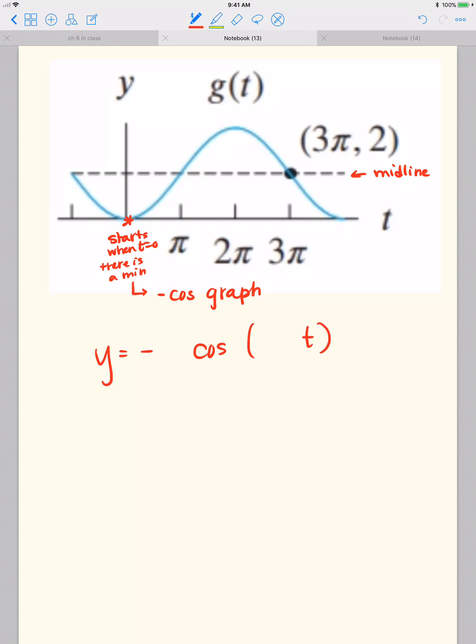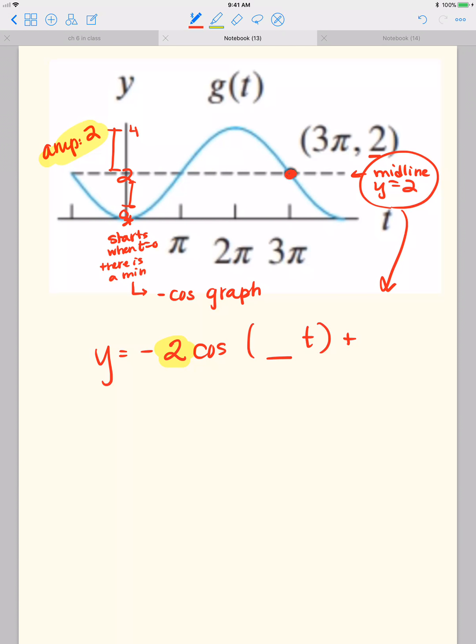The amplitude, so this coordinate point is 3 pi and 2. The y value is 2. So your midline is at y equals 2. So origin up to 2, then it's safe to assume it goes from 2 up to 4. So your amplitude is 2. So that's going to be the coefficient that goes out front, multiplied by the cosine. So we have -2 cosine of some b value times t. Because we had a midline of 2, it's going to bump our graph up +2 on the end.